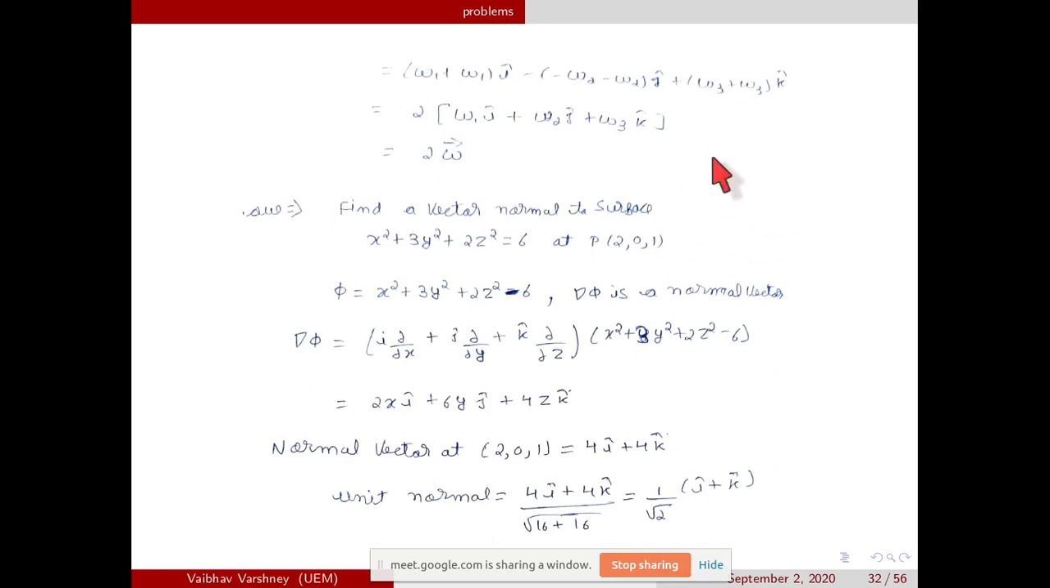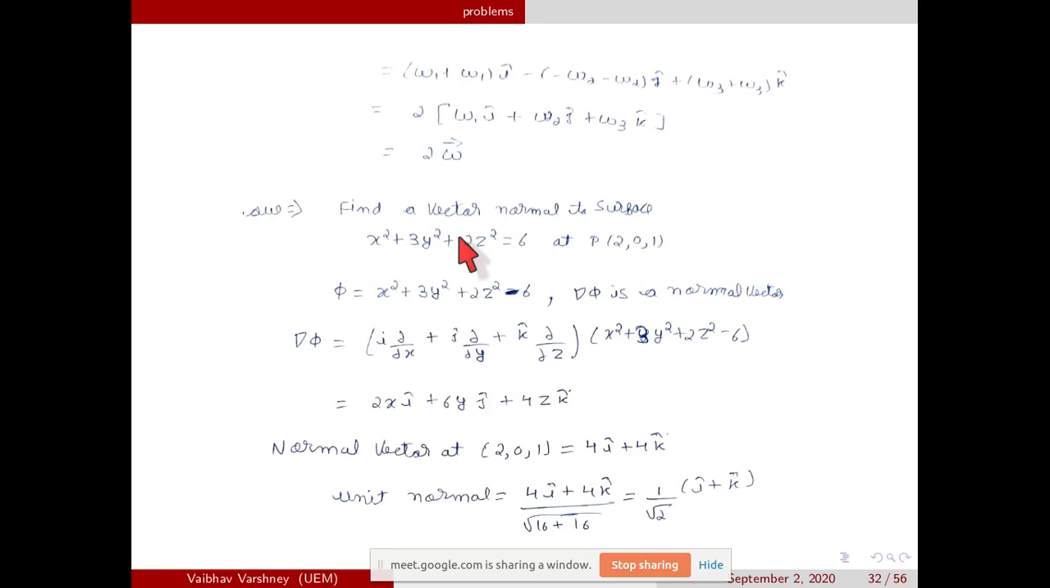So now let us discuss the 2 questions which I gave you in yesterday's test, because only one student has done both questions right. Others have done the first question right, and there is a problem in the second question. So let's discuss both. The first question is, find a vector normal to the surface x square plus 3y square plus 2z square is equal to 6 at this point.